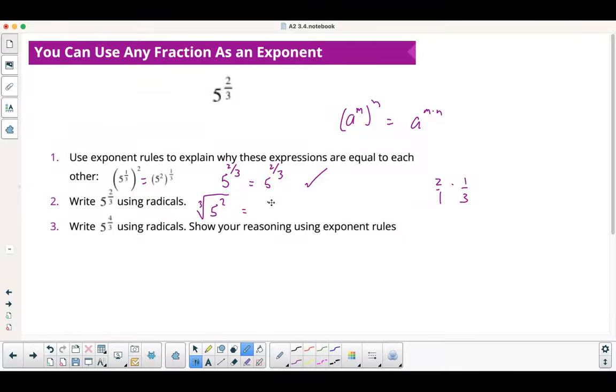Or I could say cubed root of 5 and square it. As long as the top number is a power and the bottom number is your root, you are good to go. So these are actually the same. If you type them both into your calculator, you get the same value. Why is that? Because let's go here. I'll come up here where I got a little room. 5 to the 1/3, that's the cubed root of 5.